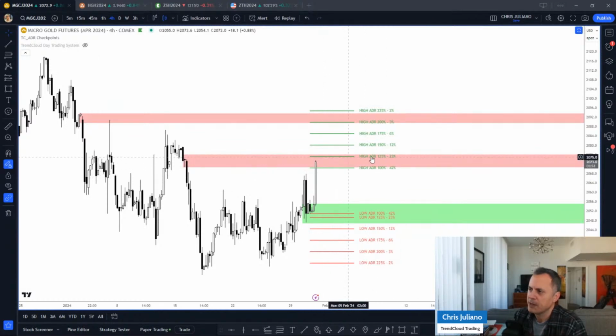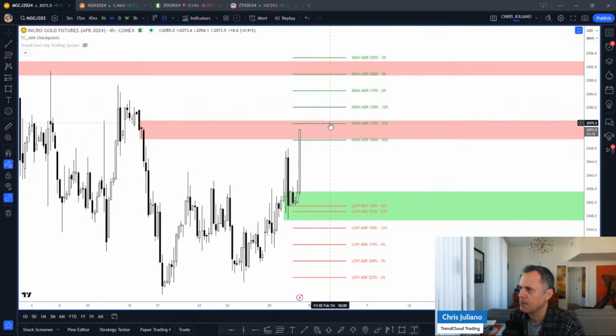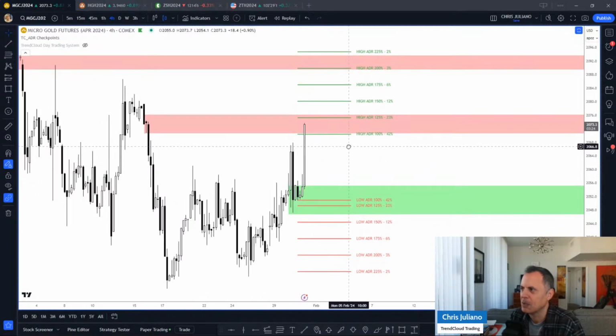So you can see, this is such a powerful move. I remember when I first started, I would look at something like this, and I didn't know about ADR checkpoints or anything. I would take a little chance on this. I mean, I guess you could, but you've got everything sort of against you, don't you? You don't know how high this is going to go. I mean, look at this.